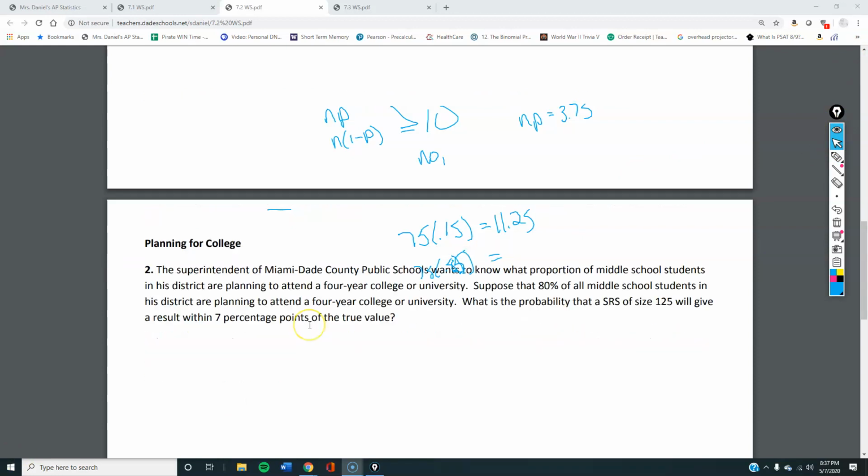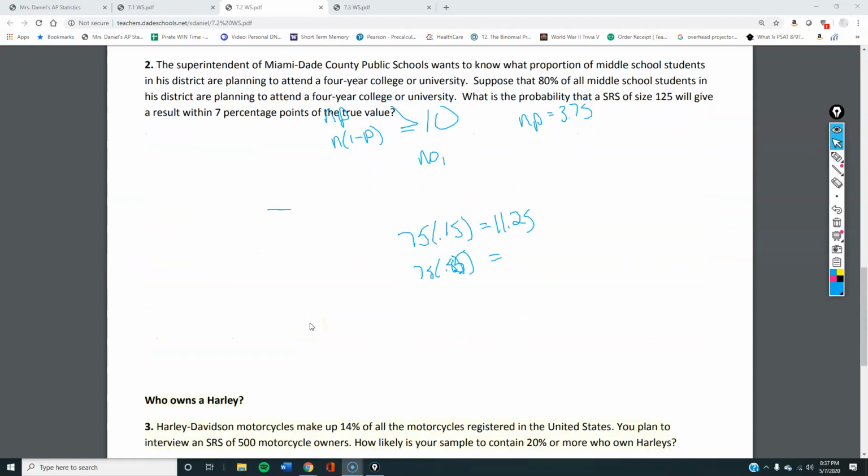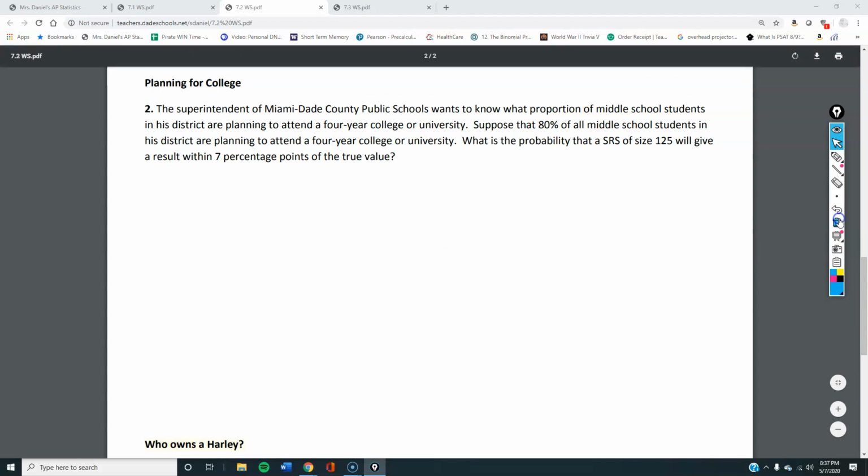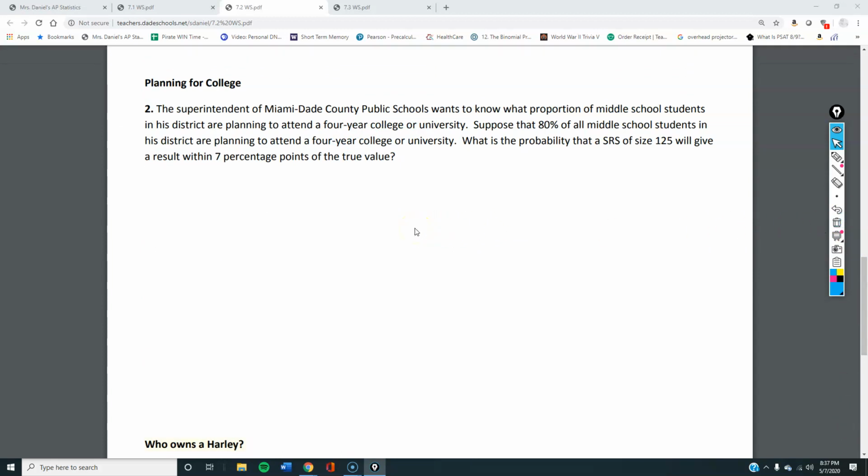All right guys, we're going to keep trucking here. Planning for college. Y'all are going to be in college soon. Maybe. All right, so the superintendent wants to know what to do for your college. You guys can read good.